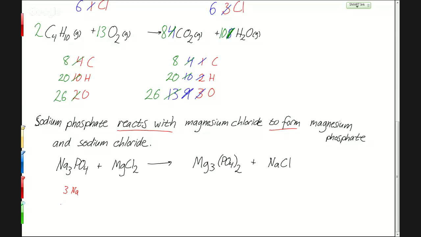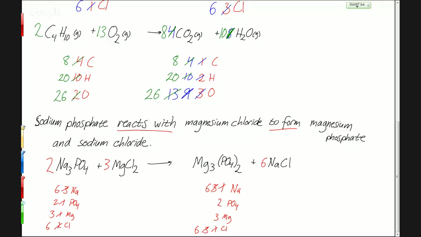We'll keep working at it. I'm going to balance it also here. Right. So there you go, a balanced equation.